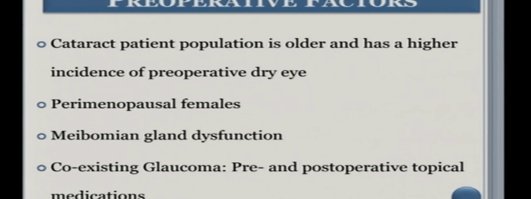Some of these are perimenopausal females because of hormonal imbalance. Some of these have Meibomian gland dysfunction, as I was discussing. Some of these patients have coexisting glaucoma, and they are taking anti-glaucoma medications, which play a major role in causing ocular surface disorder.